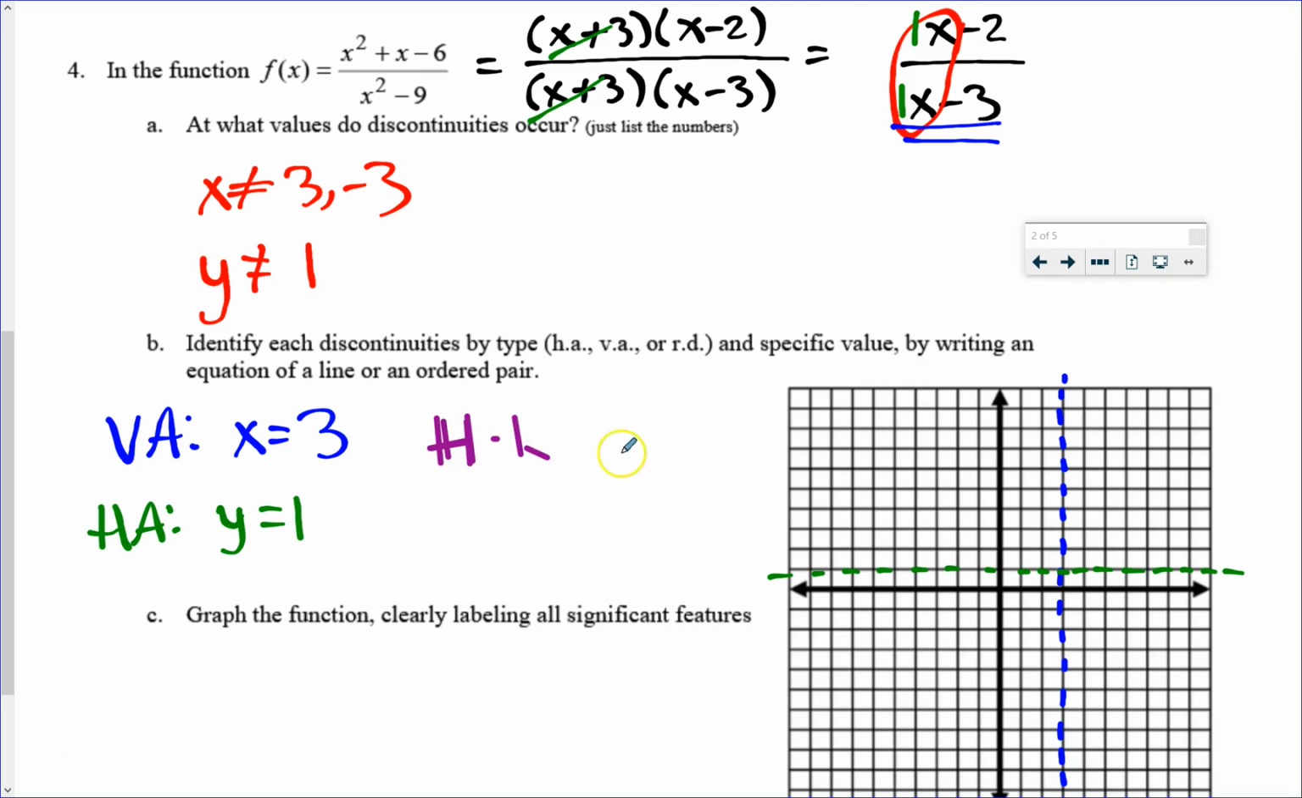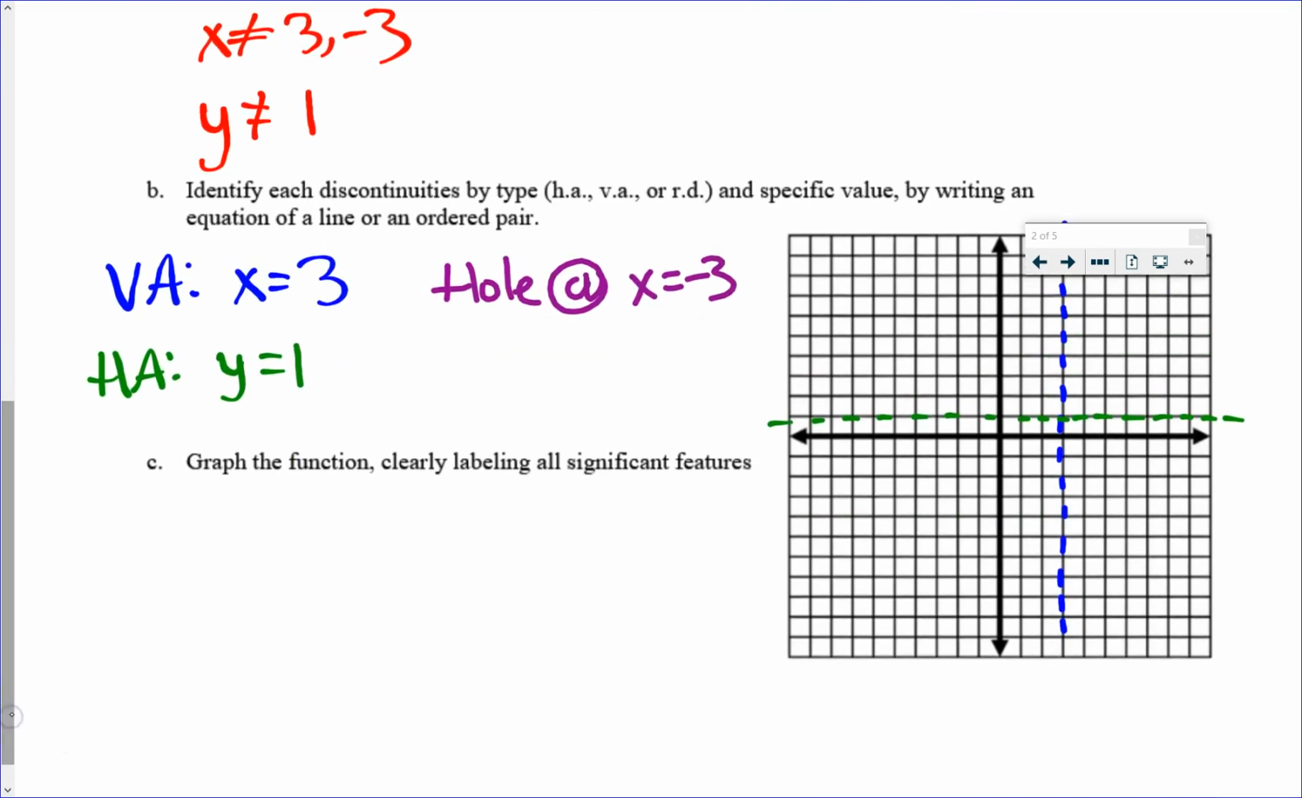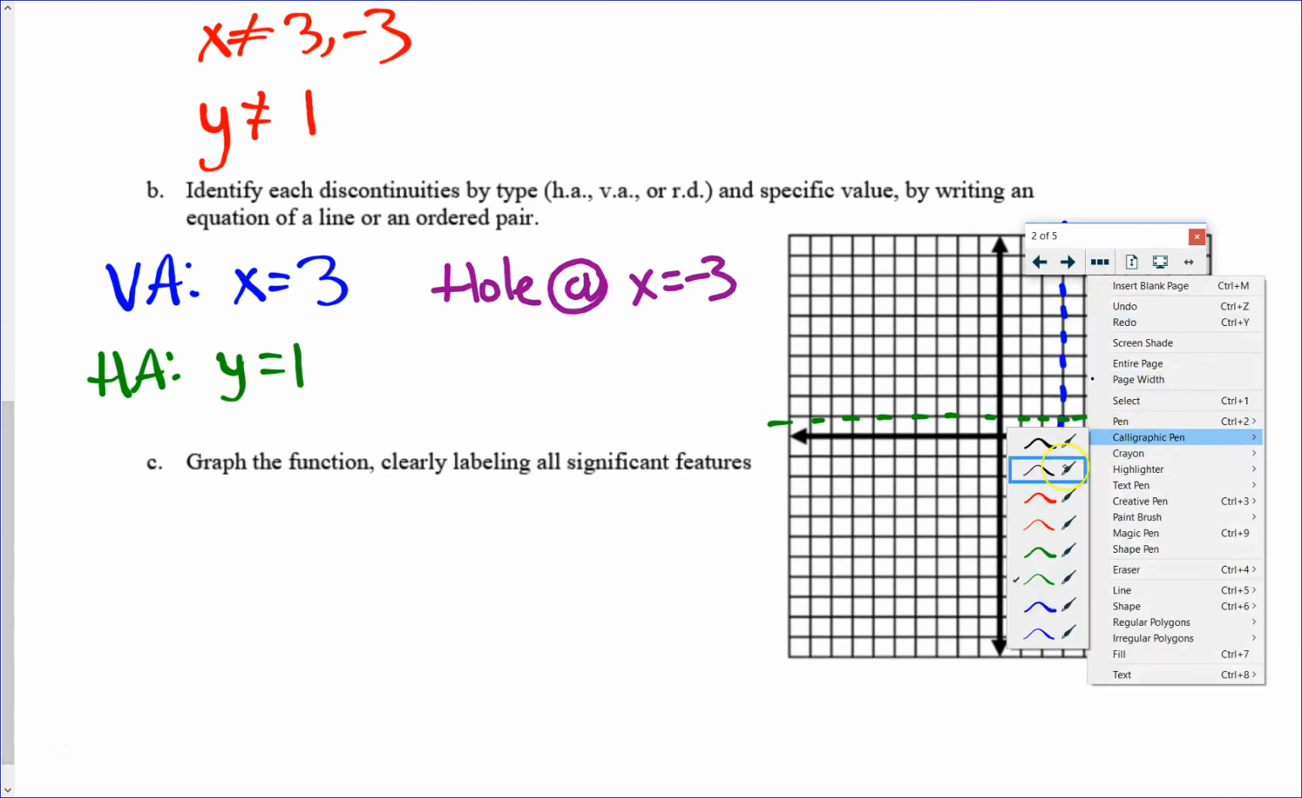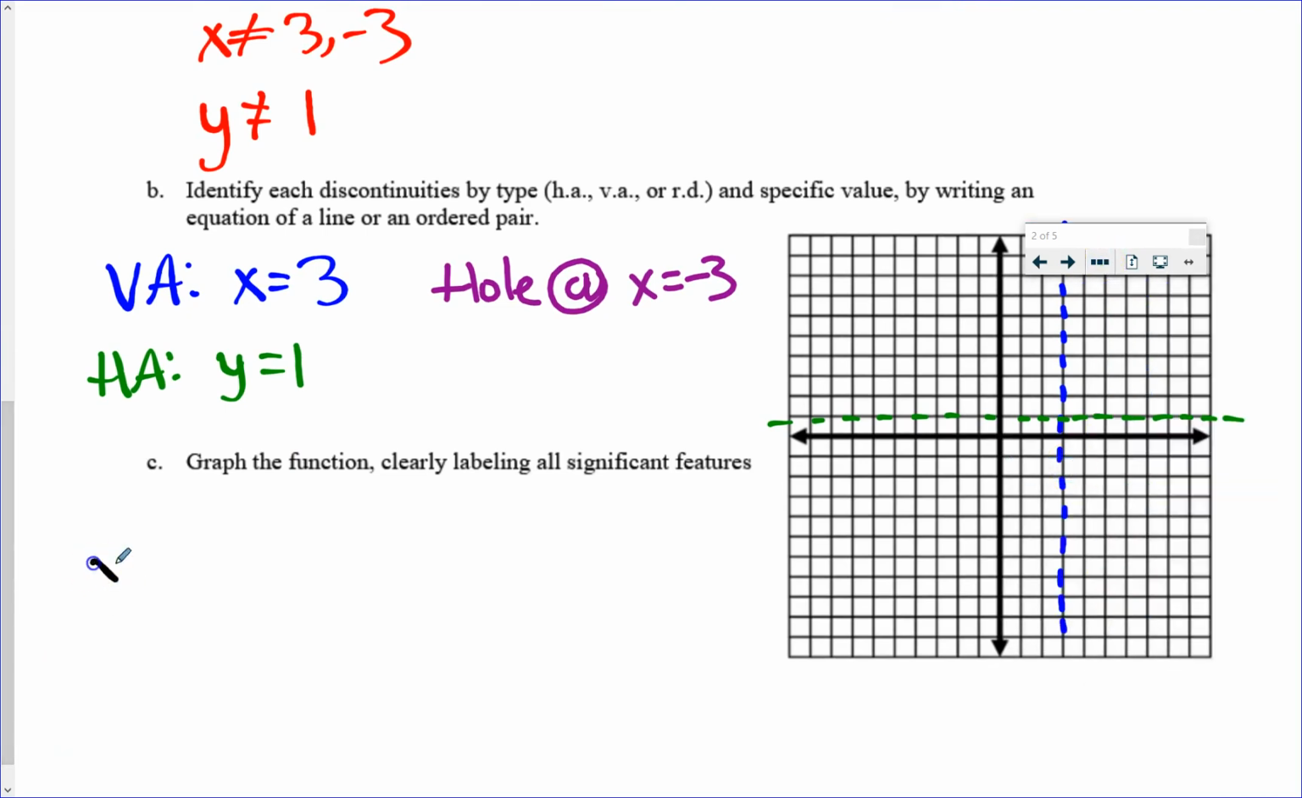We have a hole in this function where we crossed out the common terms. So when we draw it, we're going to have a hole at x equals -3. All right, so let's graph my pieces. I'm going to make a t-table to help me plot some points. So here we go. Here's x and y.